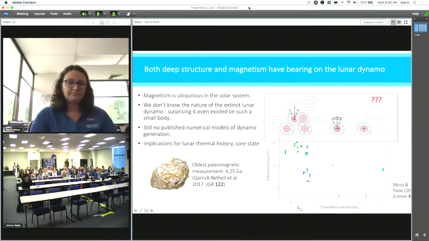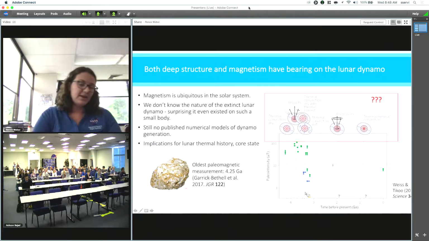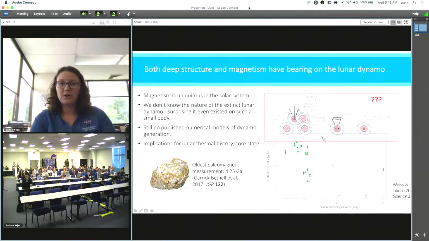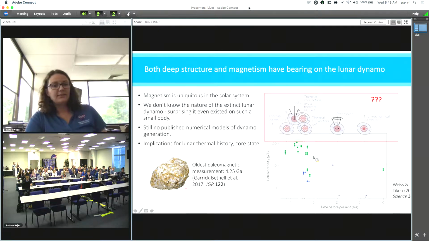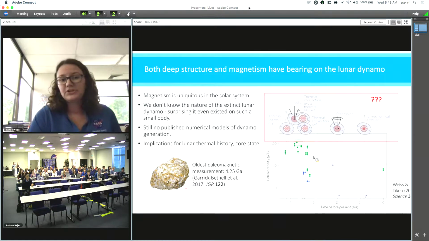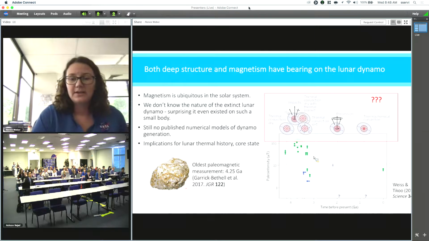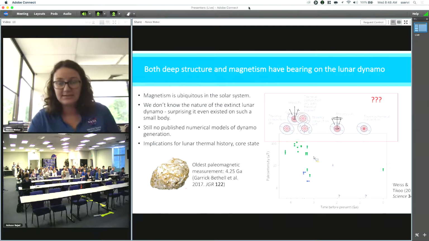paleo intensity. And each one of these lines here shows an estimated maximum lifetime that the moon was able to sustain a dynamo using these different dynamo mechanisms. And we don't really know the nature of the extinct lunar dynamo, and it's somewhat surprising that it even existed on such a small body. And there are still no published numerical models of dynamo generation, and of course, dynamo would have implications for lunar thermal history and the state of the core.